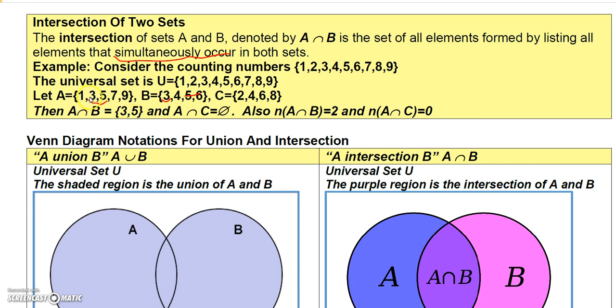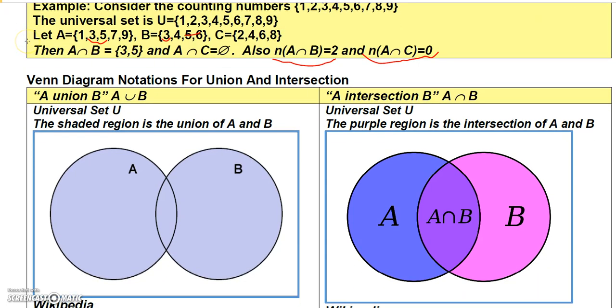Now, if you look at set A and set C, you'll notice there is no common ground there. There's no intersection. There's no element that's in both sets at the same time. So in that case, we would say A intersect C is the empty set. And as far as how many elements are in the set, the number of elements in A intersect B would just be 2 elements, the 3 and the 5, and the number of elements in A intersect C would be 0, since there are no elements.